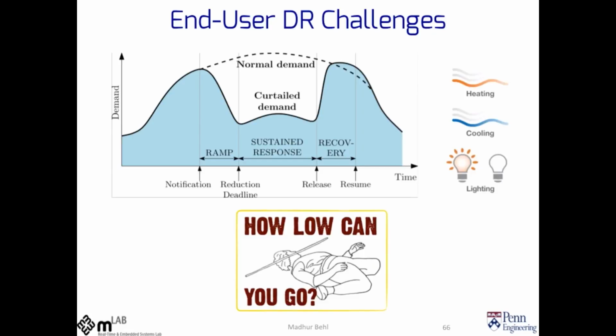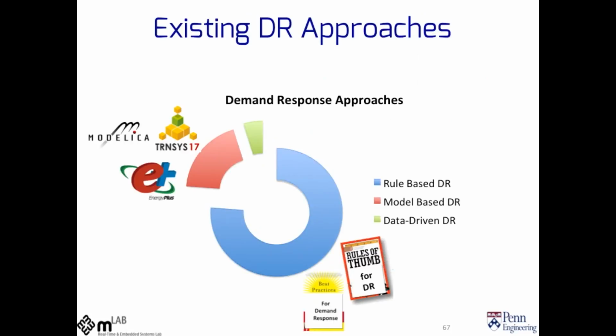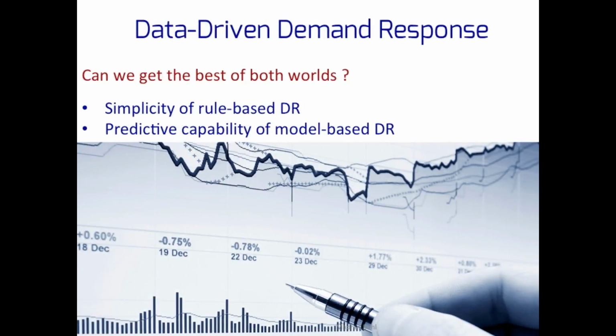Just like the case for traditional control versus model-based control, even in demand response the majority of approaches are rule-based. They rely on historical experience of working with buildings and have a sequence of knob controls and switching of devices that can lead to some kind of curtailment. The other extreme is to build white box and gray box models for these buildings in the hope of doing demand response. With data-driven demand response, what we really need is to leverage the simplicity of data-driven or rule-based methods, but have the predictive capability of model-based methods.